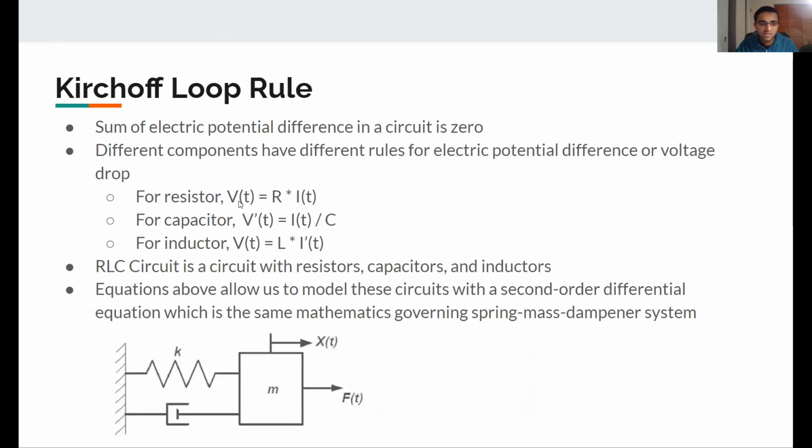There are different rules for different components. For the resistor, you can use Ohm's law to think about the drop in the electric potential. For a capacitor, there's a slightly different rule. It tells you that the change in the voltage over the change in time is the current divided by the capacitance. For an inductor, the voltage is the inductance, remember we were talking about the inductance being the magnetic flux divided by the current, multiplied by the change in the current divided by the change in time.